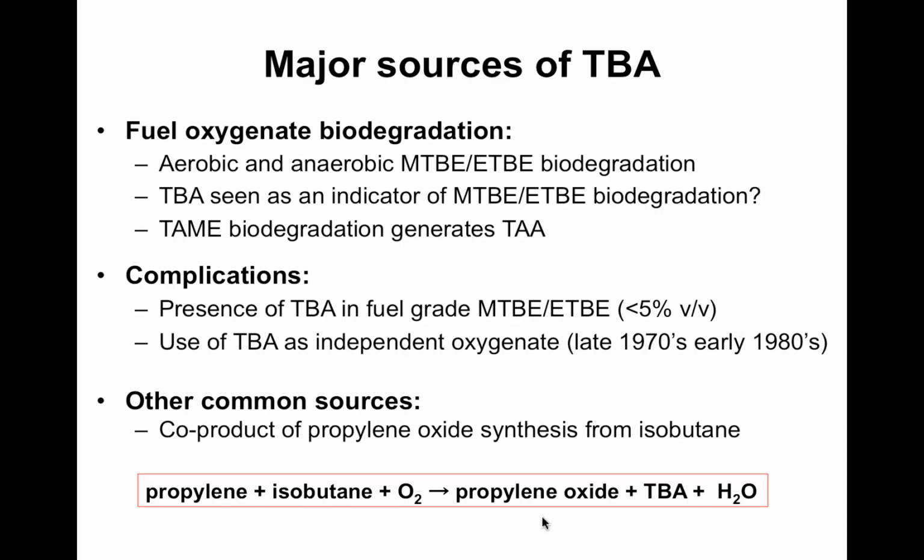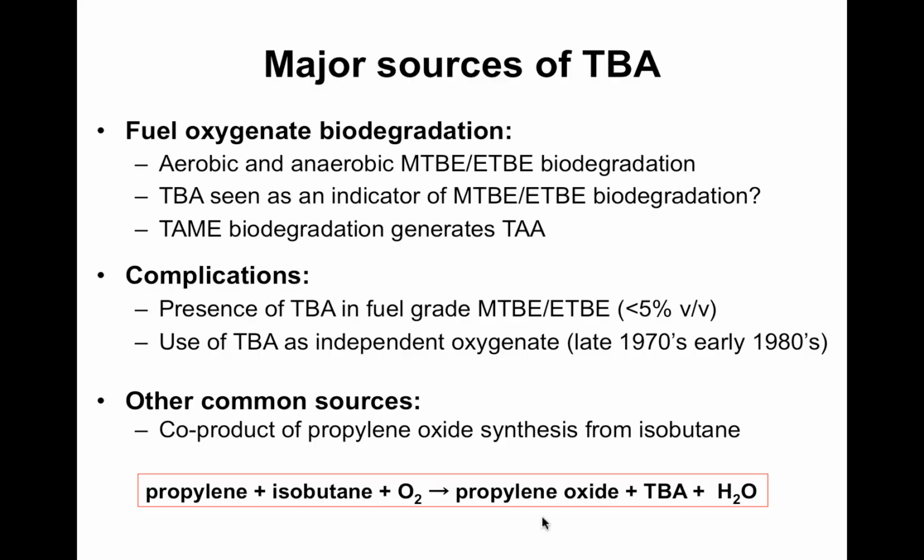I mentioned earlier that TBA is sometimes seen as a prima facie indicator of MTBE degradation. That's not strictly true. Obviously, there are some complications in there. One of them is that tertiary butyl alcohol is actually present in fuel-grade MTBE at a low, but can be quite significant level. And TBA was also used as an independent oxygenate, entirely separate from its role as a co-product or a co-contaminant with MTBE in gasoline.